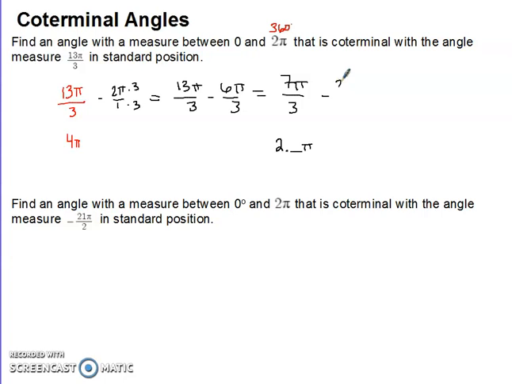So I'm going to subtract another 2 pi. Since I need that common denominator, I multiply by 3, 7 pi over 3 minus 6 pi over 3, and I'm left with 1 pi over 3. And this is going to be in the interval that I'm looking at, so my angle that's coterminal is going to be pi over 3. All right, go ahead and take a second, pause the video, and try out our next example.